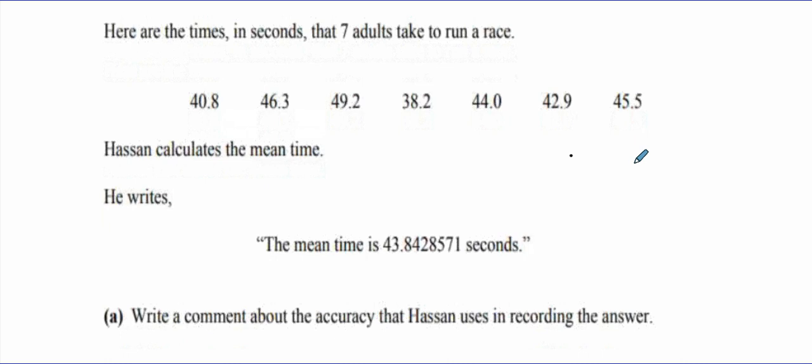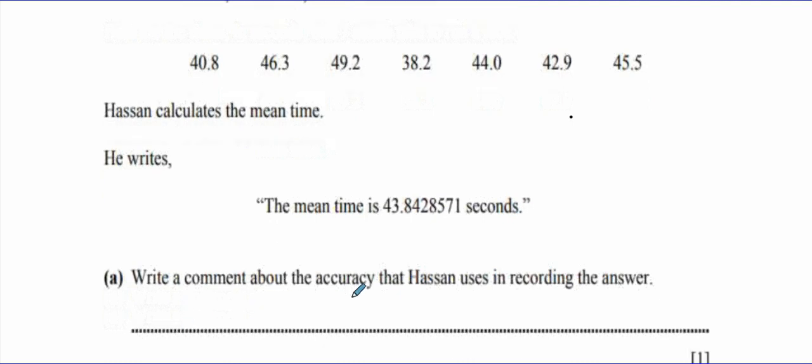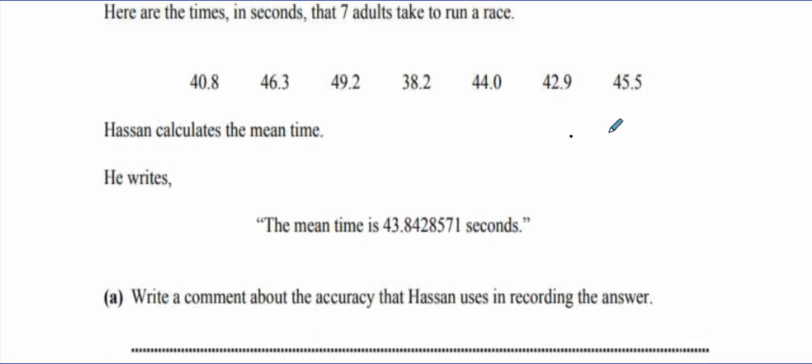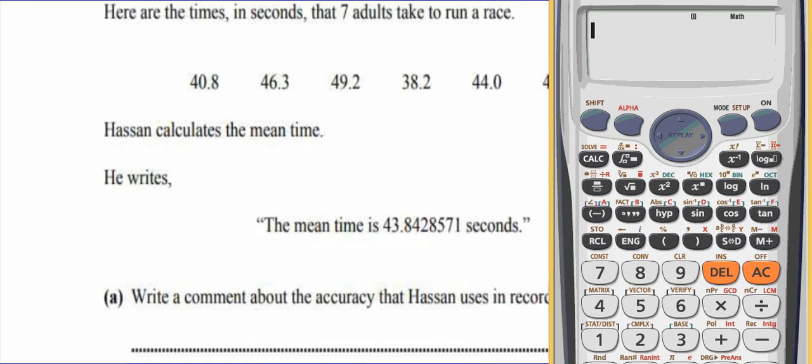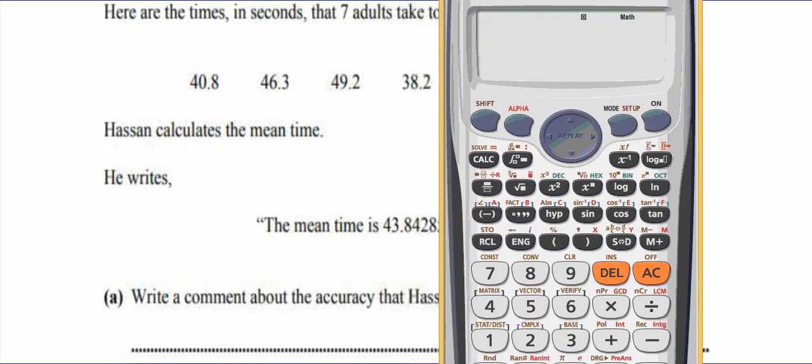Here are times in seconds that 7 adults take to run a race: 40.8, 46.3, 49.2, 38.2, 44.0, 42.9, 45.5. Hassan calculates the mean time. He writes the mean time as this one. Write a comment about the accuracy that Hassan uses in recording the answer. Okay. First, you take your calculator and then you work out the mean of these numbers.